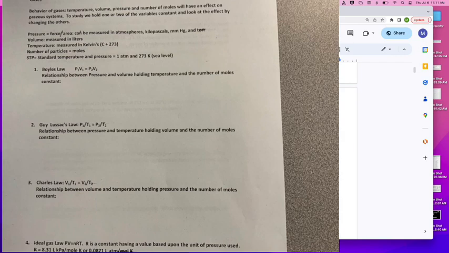STP is a term that you'll see come up. It's one I will try my best to not rant about too much, but to be honest, I will. You're just responsible for knowing what STP means, and it is standard temperature and pressure.